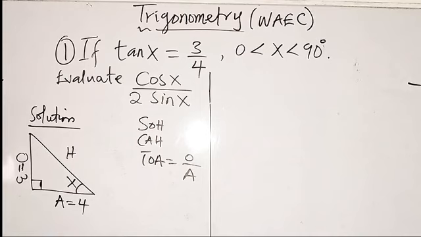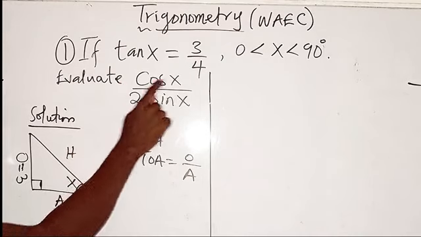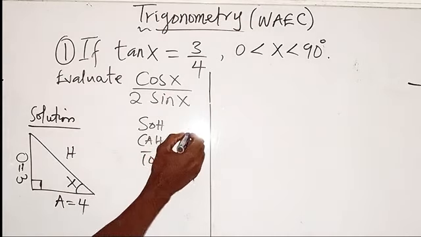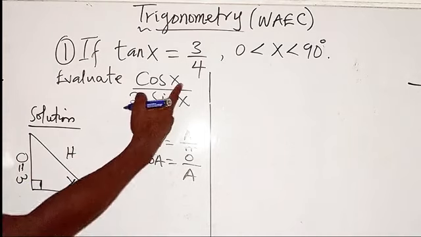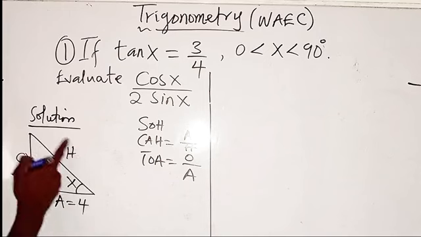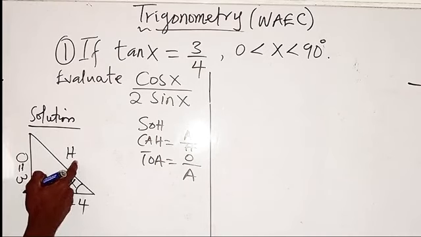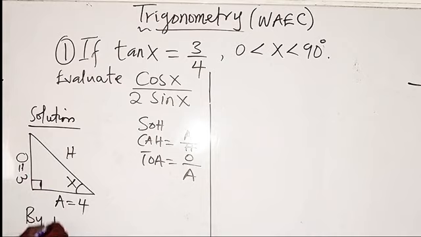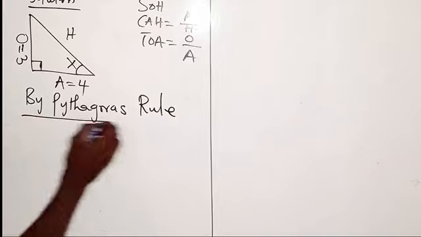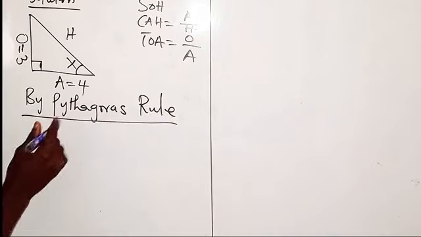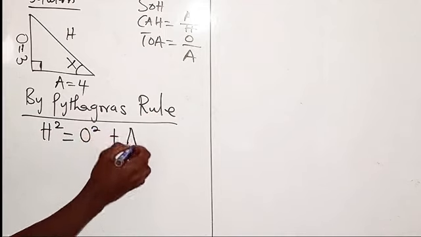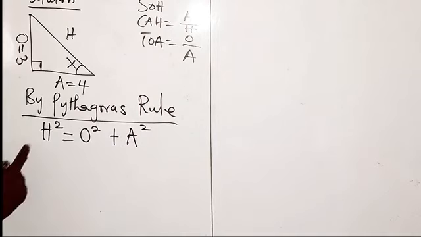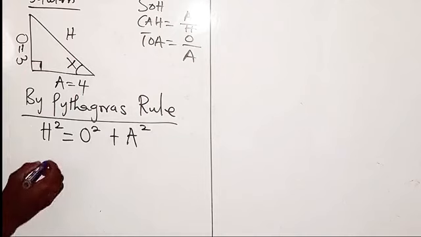So to get cos x, cos is adjacent over hypotenuse, and the hypotenuse is not given here. Therefore we need to get the value of the hypotenuse before we can get cos x. We need all 3 sides, and the remaining side is h. By Pythagoras rule, h squared, which is hypotenuse squared, equals opposite squared plus adjacent squared.